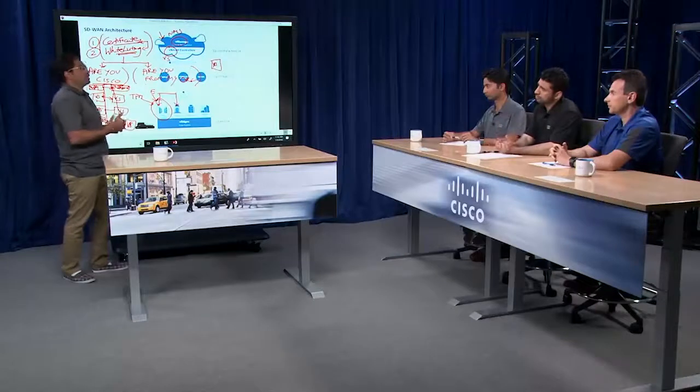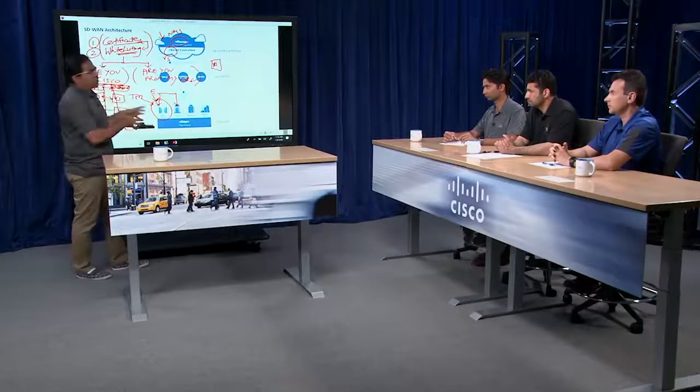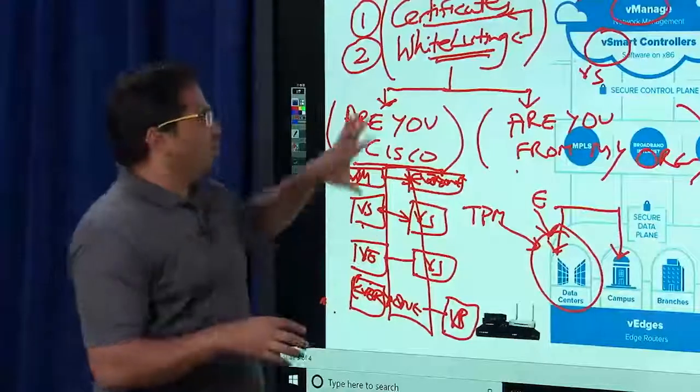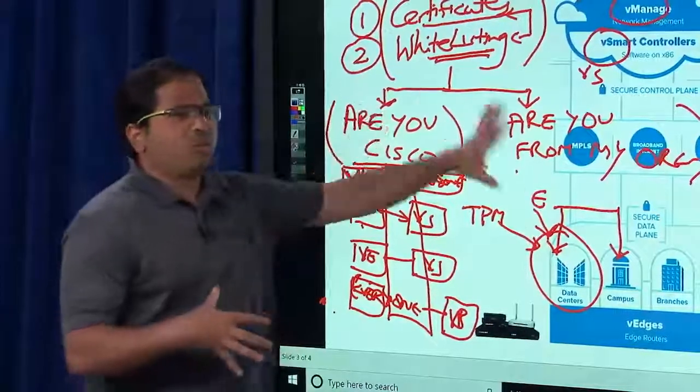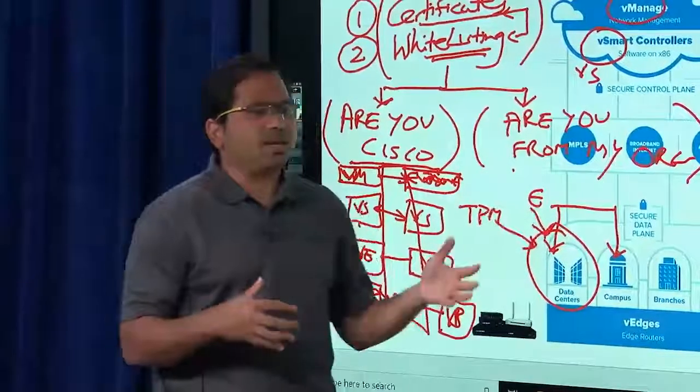So all of these considerations are taken into account for actually bringing a device into the network. All of this is automated, but it's secured. We make sure that no rogue device can actually get into your network.